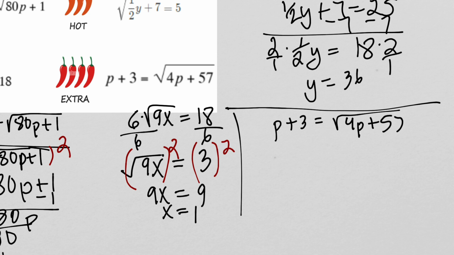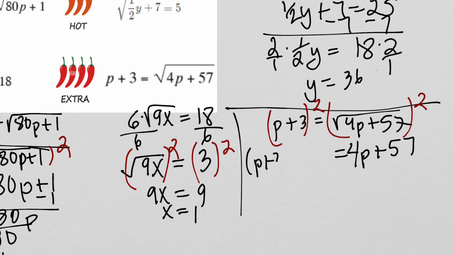So this extra spicy one is a little bit difficult. The square root of 4p plus 57 is already isolated, so I am going to square both sides. The right-hand side becomes 4p plus 57. The left now, please remember that you need to write this twice. P plus 3 times p plus 3.